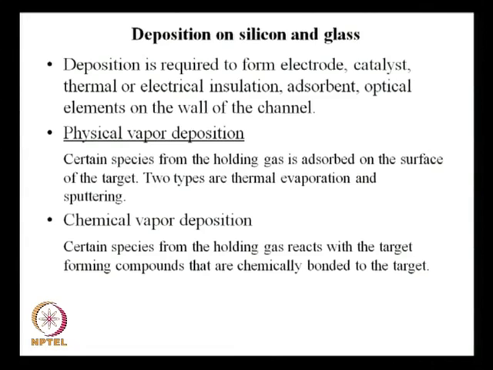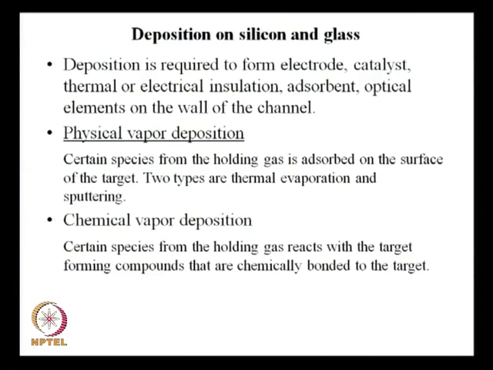There are 2 ways it is possible. One goes by the name physical vapor deposition and the other goes by the name chemical vapor deposition. Here we are talking about deposition. Earlier we talked about physical etching and chemical etching, where our objective was to take away the silicon from the substrate so that you can form a groove. Here the idea is to deposit another material on that groove, and that deposition is possible by a physical method or a chemical method.